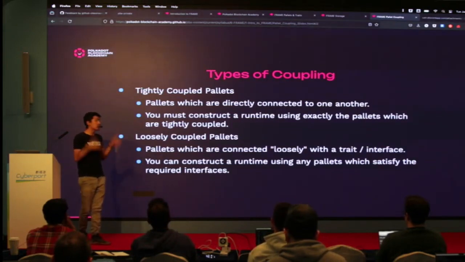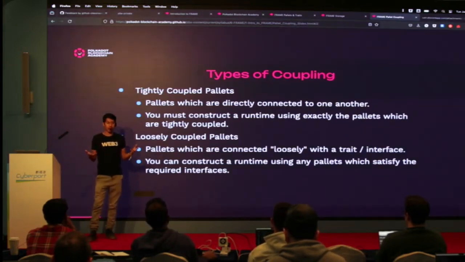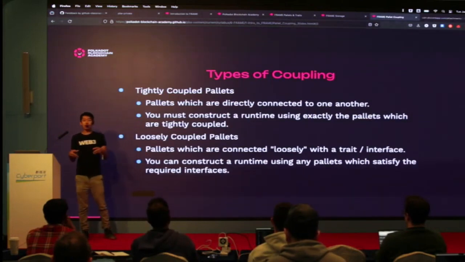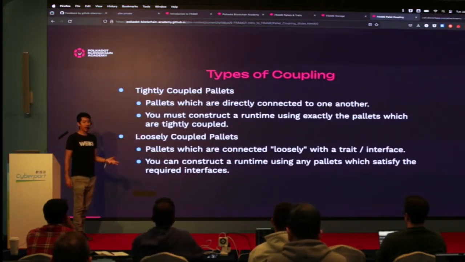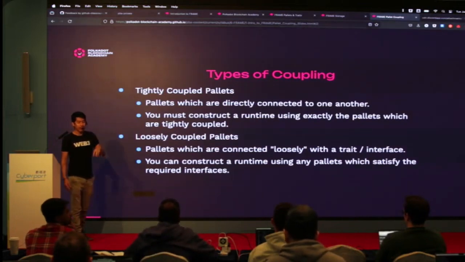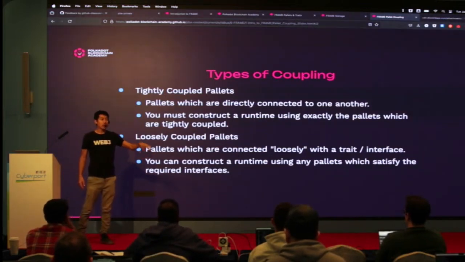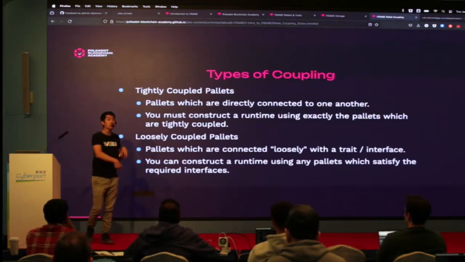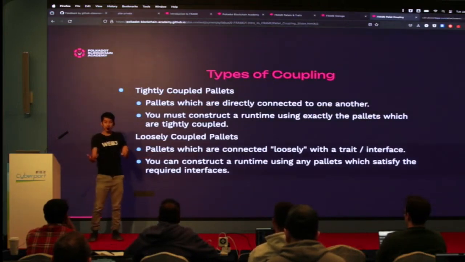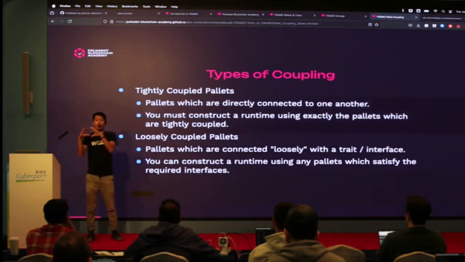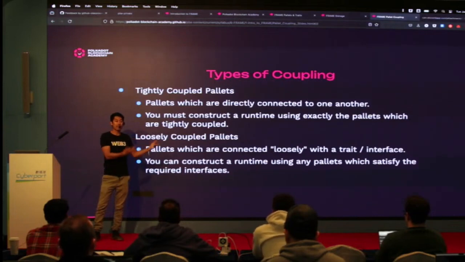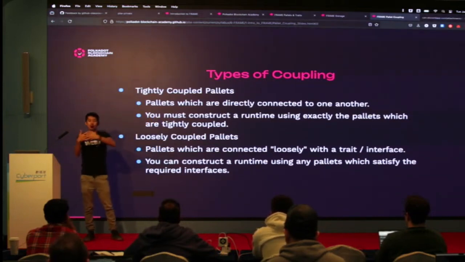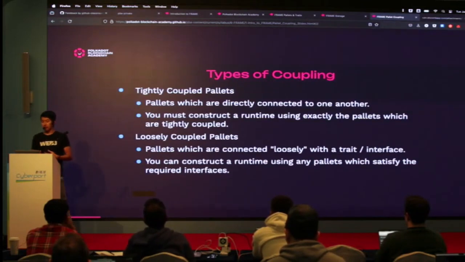Then you have loosely coupled pallets. These are pallets that are connected loosely with a trait or interface, right? This is what Rust provides. In this context, you can substitute the coupling between two pallets with any pallet which supports the interface. Imagine I have a pallet which has an interface to access balances of the user. You could use the balances pallet for that, or you could create your own pallet, which also satisfies those interfaces, and use that instead. This one pallet could interface with either of them, of your choice, right? But this is defined by traits and interfaces, versus directly connecting the crates together, okay? And then we'll go into the details about these more.